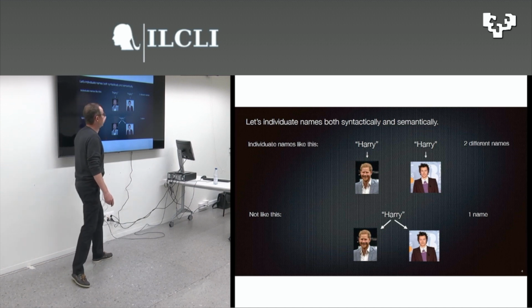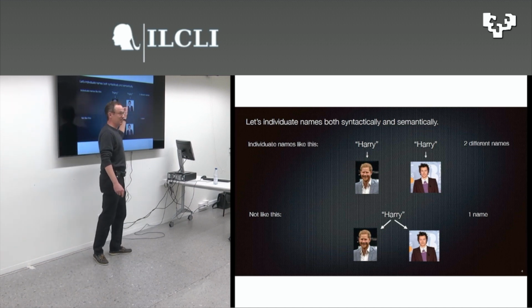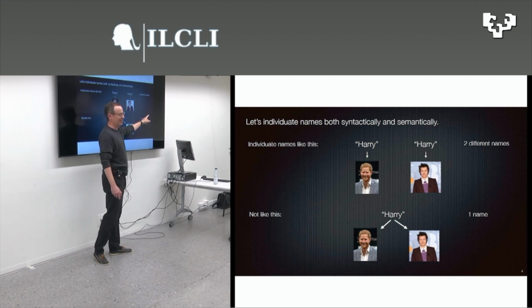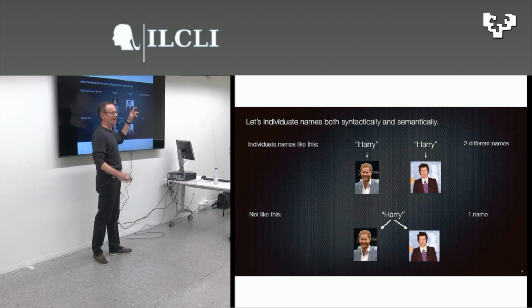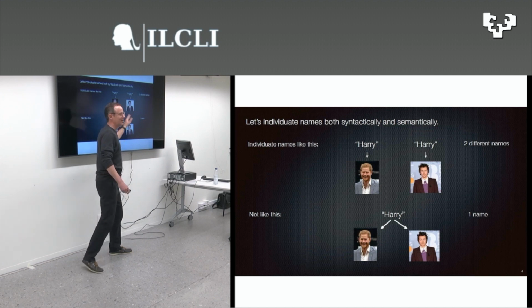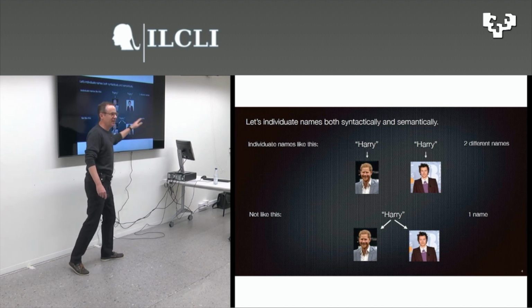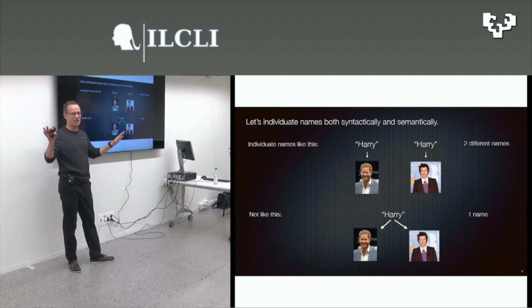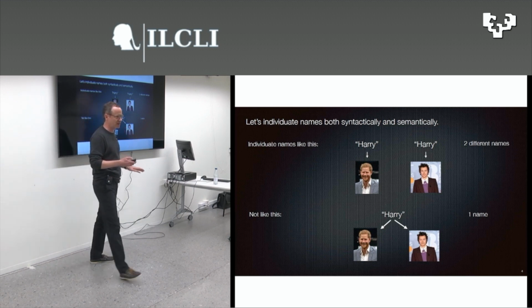All right, so let's say that there are two distinct names that are spelled the same and pronounced the same, but they're distinct names because they have different referents. There are two Harrys here: Prince Harry and the pop star Harry Styles. This is Harry Styles here. Okay, so let's individuate names that way, not this way. That's just how I'm going to individuate names for the purposes of this talk.